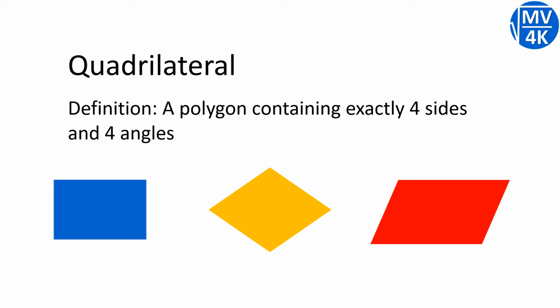First, we need to understand what is a quadrilateral. A quadrilateral is a polygon containing exactly 4 sides and 4 angles. Polygon is a math word that simply means a geometric figure with straight edges. So here we see some different examples of quadrilaterals. In this video, we'll be learning how to identify the 6 types of quadrilaterals found in geometry.